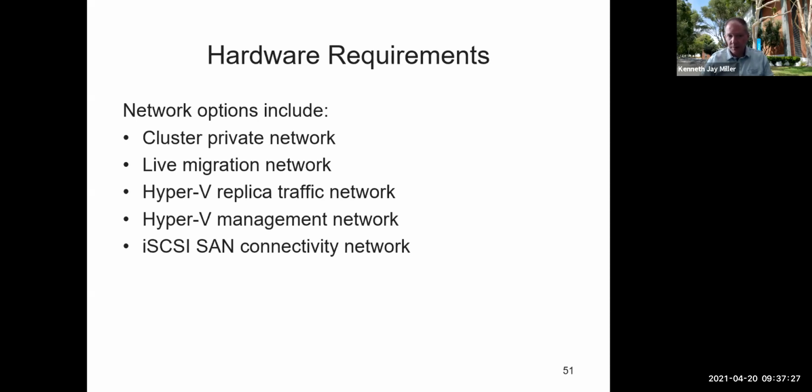Okay. Now, some of the other options with our networking: are we going to cluster? Are we going to have a private network for clustering? Are we going to have a migration network? Are we going to have a Hyper-V replica traffic network, which means that's where we're going to do some of our backup work? Are we going to have a management network? And a management network is a network that only is accessible by our IT staff.